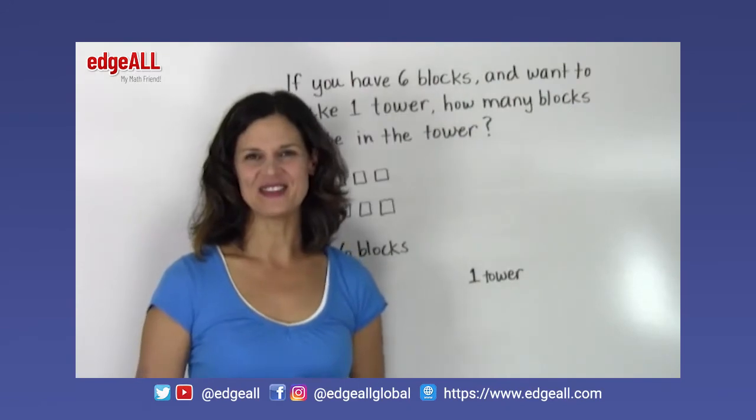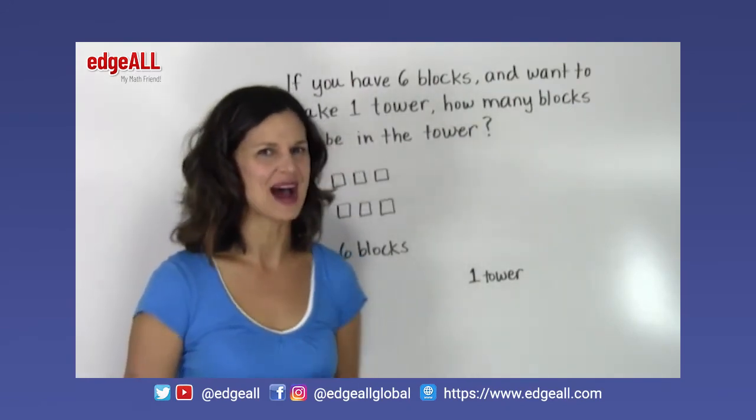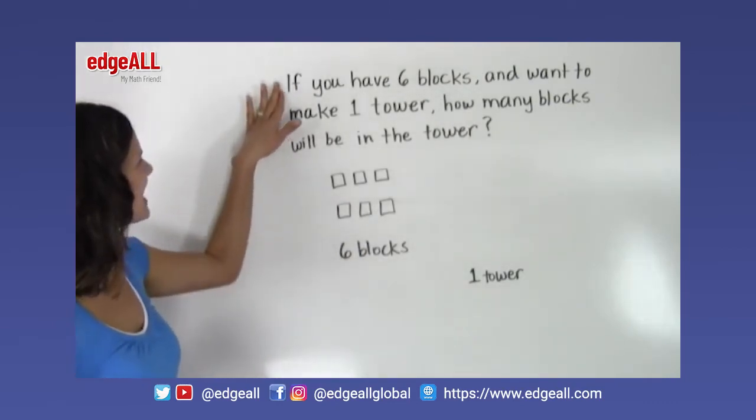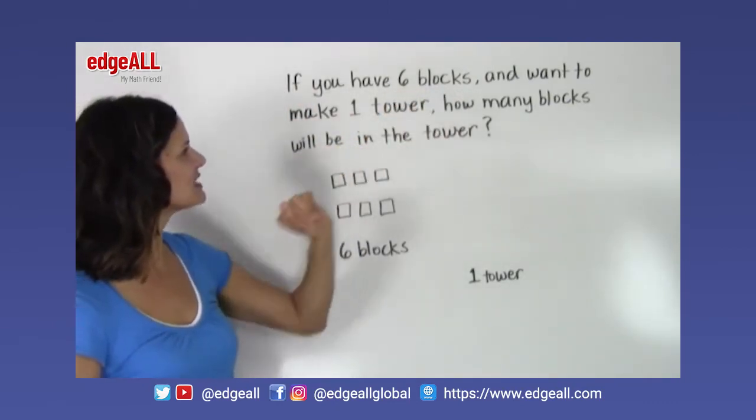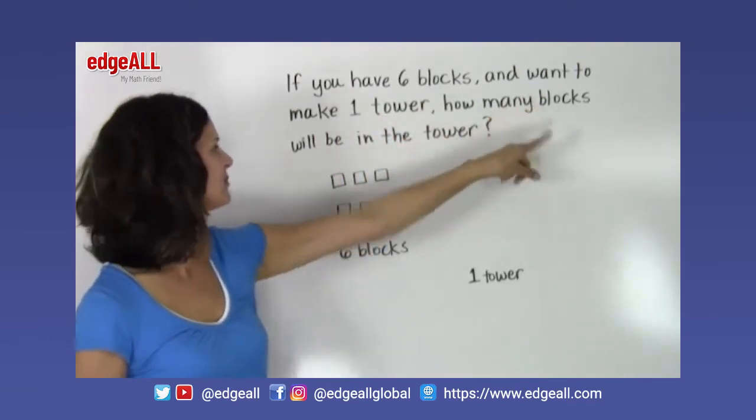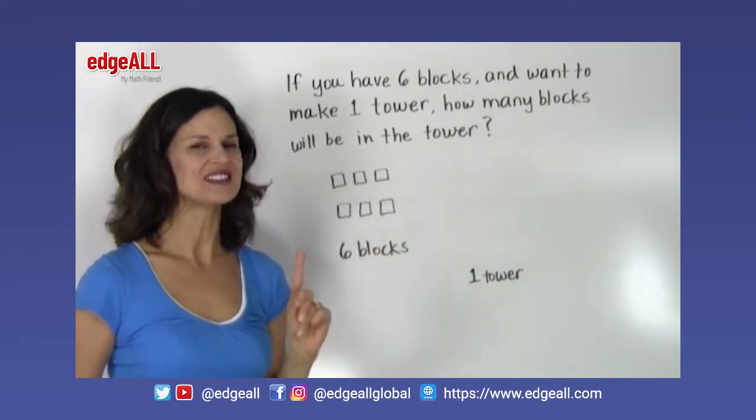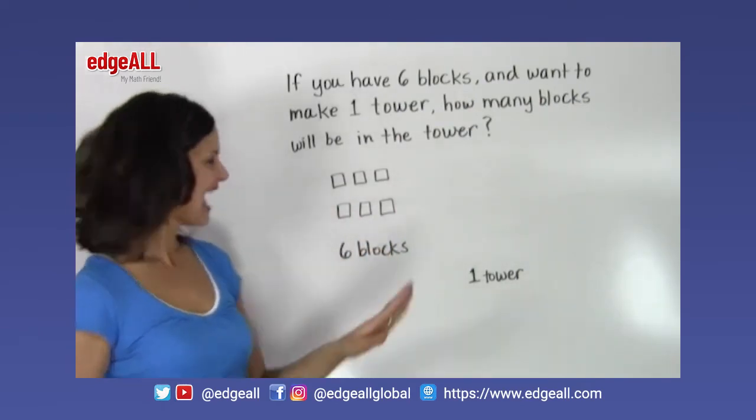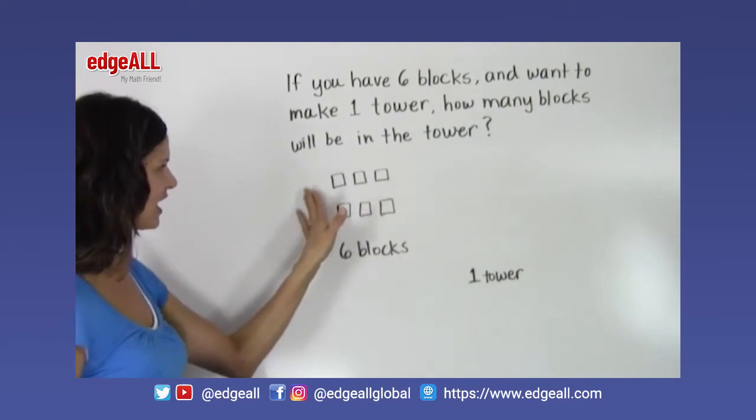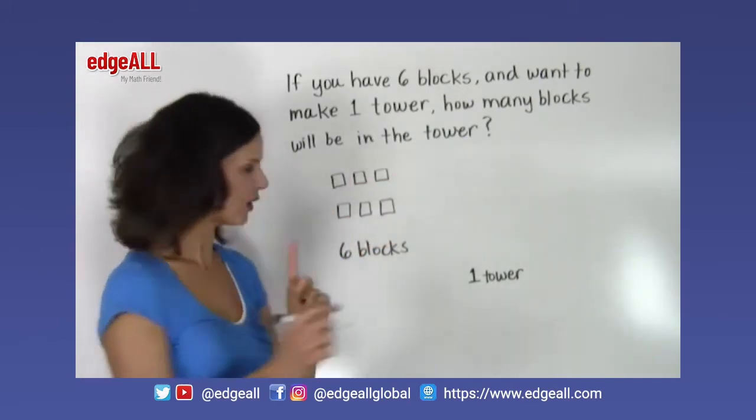Let's look at another example of a problem in which we are going to divide by 1. So this says if you have 6 blocks and want to make one tower, how many blocks will be in the one tower? So we're dividing by 1. And so we've got our 6 blocks here, and with these 6 blocks we are going to make one tower.